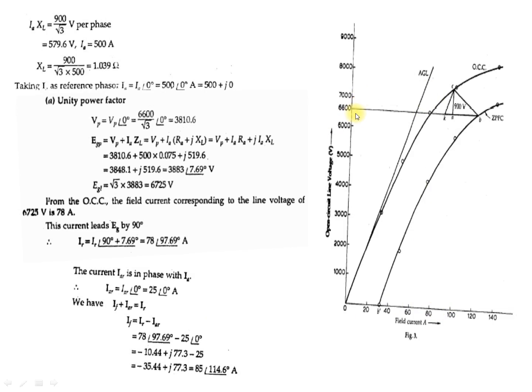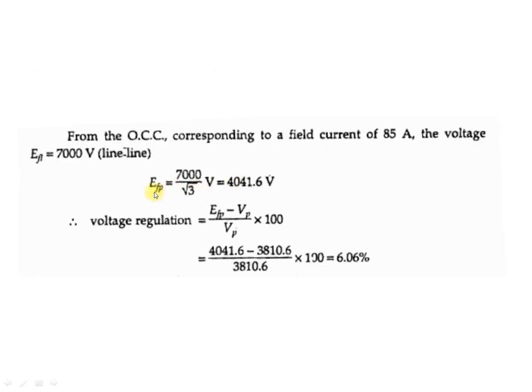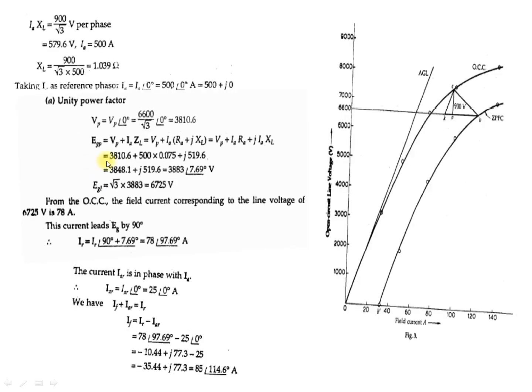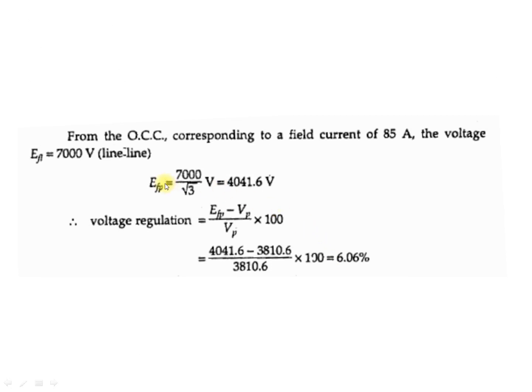By getting that 85 projection from this OCC, we get the projection on this OCC and the value of open circuit line voltage, which is given as 7000 volts. But here also the voltage given on this OCC curve is a line to line voltage. So we convert that line to line voltage into phase voltage by dividing by root 3. We will get the value of 4041.6. From that we can find out the voltage regulation as 6.06%.